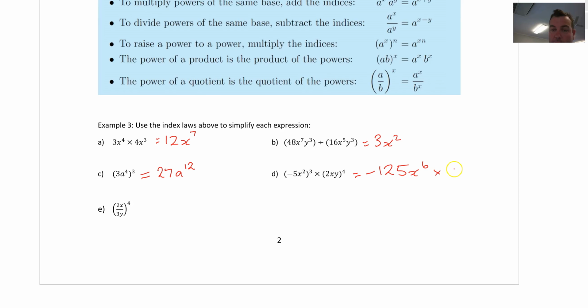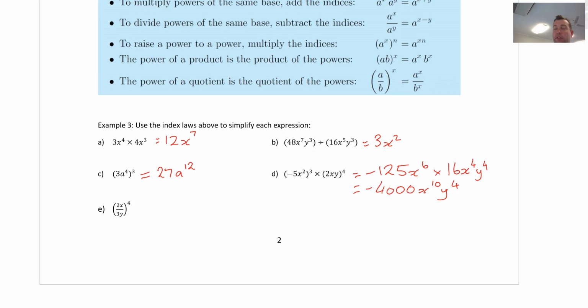I'm going to multiply that by 2 to the 4. What is 2 to the 4? I think it is 16. 16 x to the power of 4 y to the power of 4. Right, now, I really should check this out before. 16 lots of negative 125. Well, 4 lots of negative 125 would be negative 1,000, so it's going to be negative 4,000. Negative 4,000 x to the 10 y to the 4.